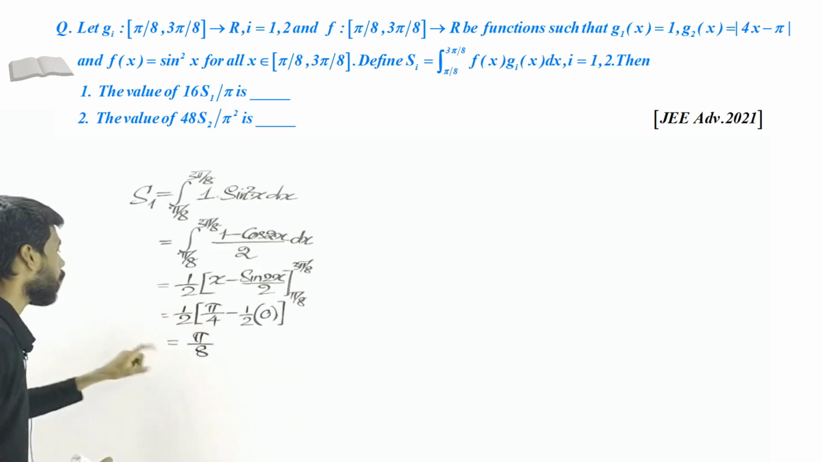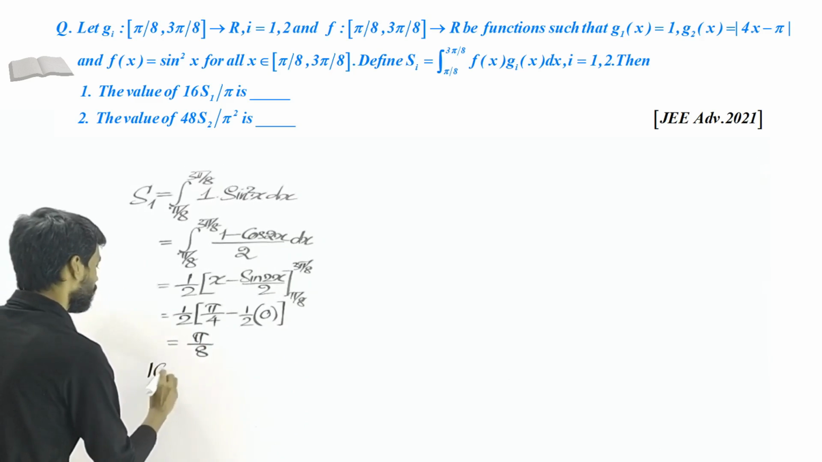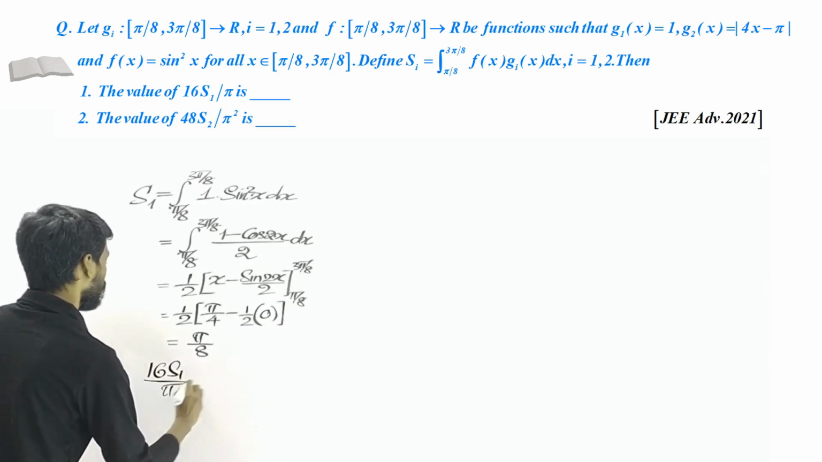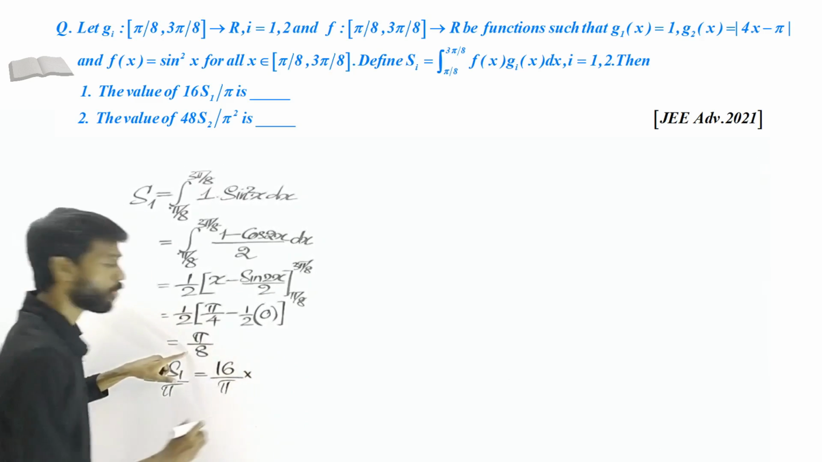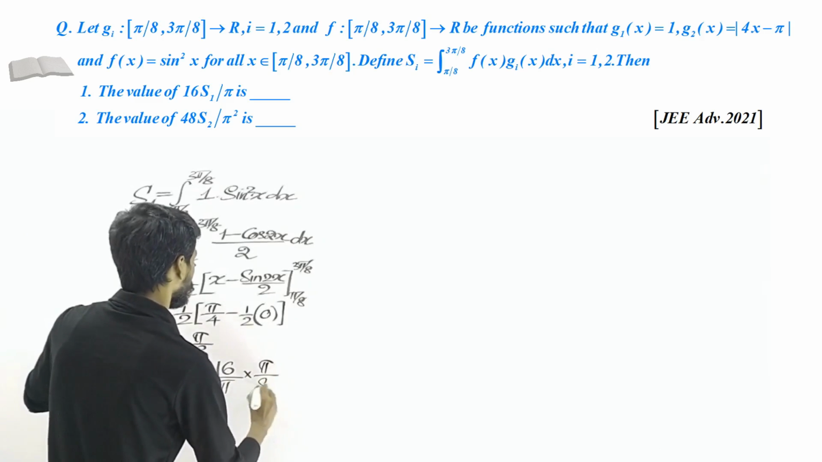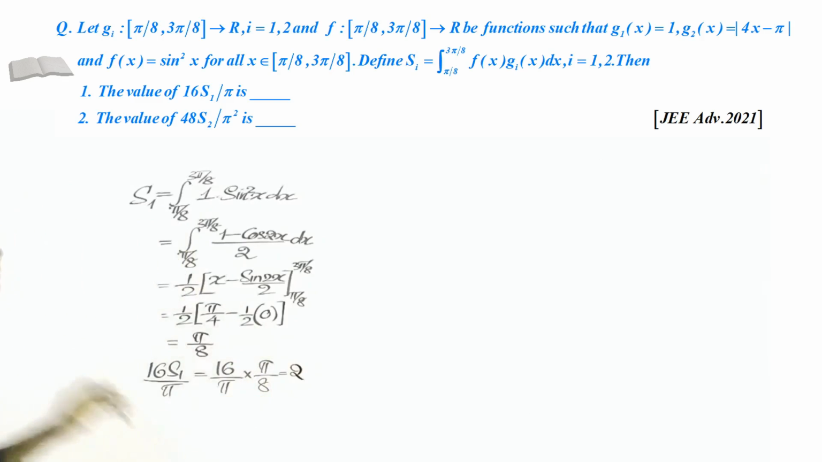Now S1 is found. Now what we have to find is 16 S1 by pi. So that equals 16 by pi multiplied by S1, which we found here: pi by 8. So that gives you the value 2. So 2 is the value, and that is the answer to the first question.